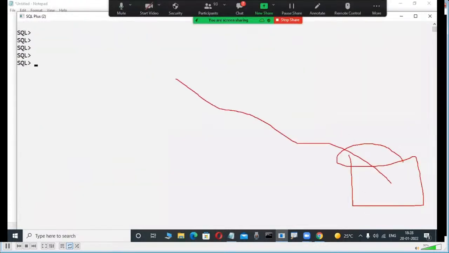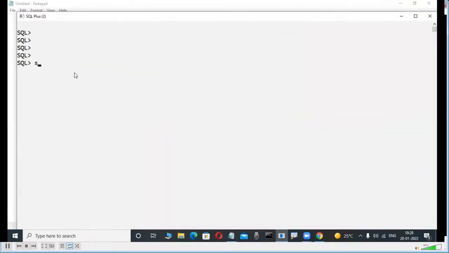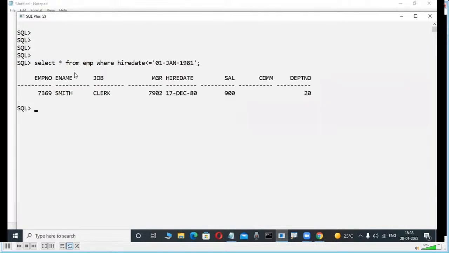How do they fetch this data? They write queries. These are called queries. Observe here: select star from table name where hire date is less than or equal to 1st January 1981, like this. They just write the queries.